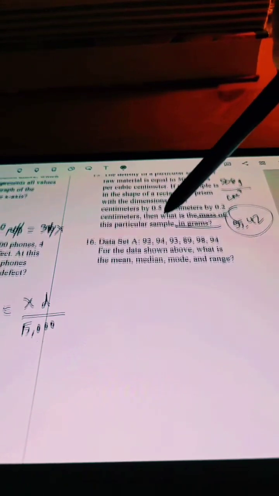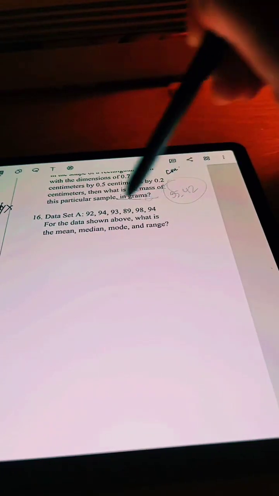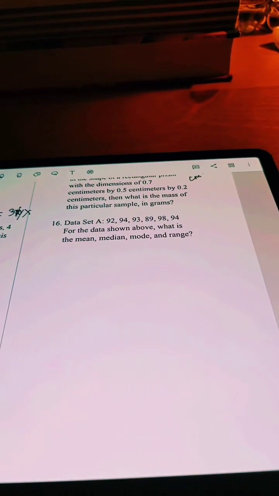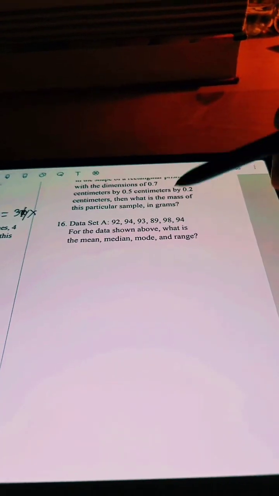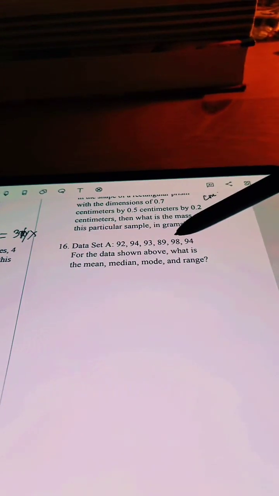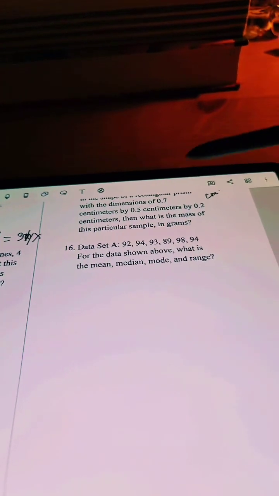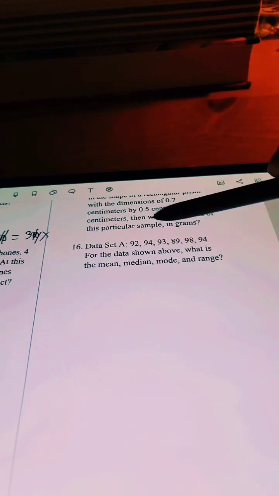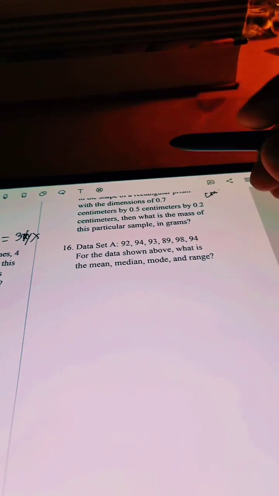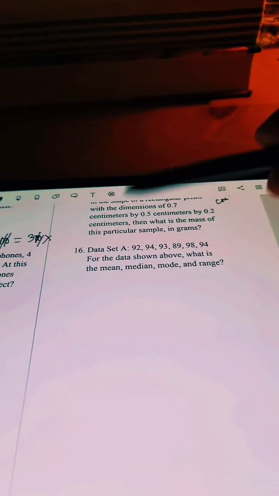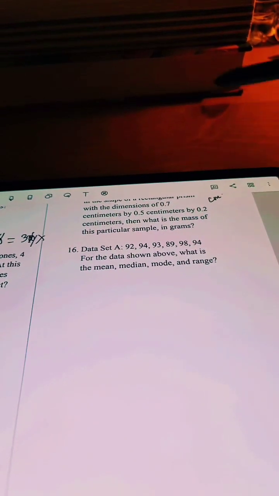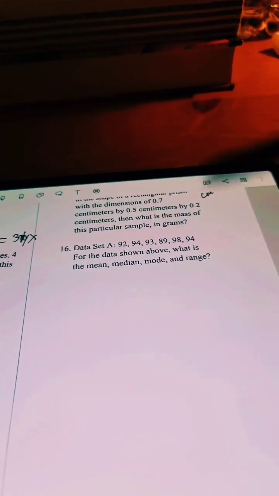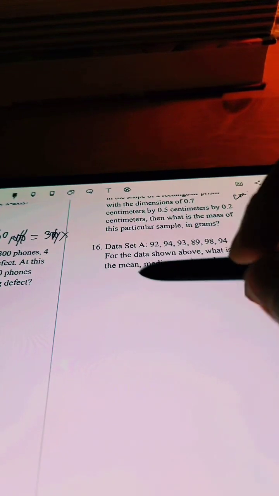So now let me just erase this and this. Now let's go to number 16. So we're trying to find the mean, median, mode, and range of this data set right here. Let's start by putting them in order, which you don't have to do for things like mean and mode, but it's helpful for median and range. So I'm going to start there.